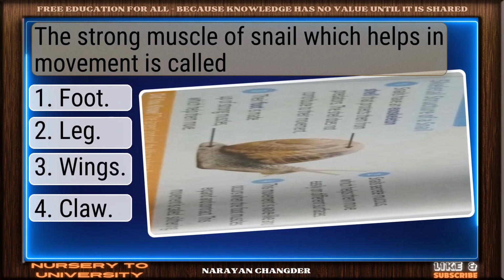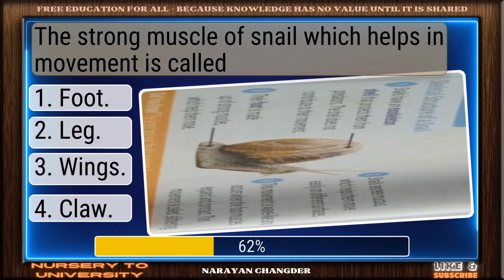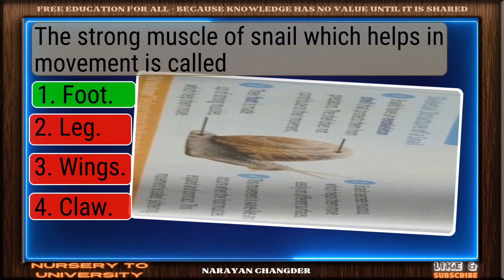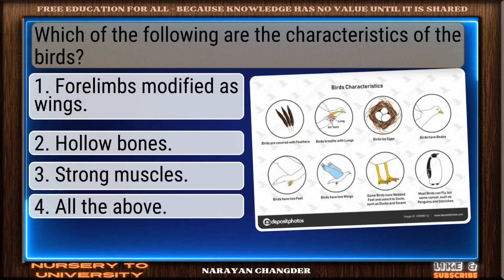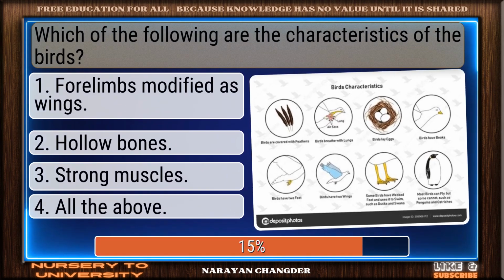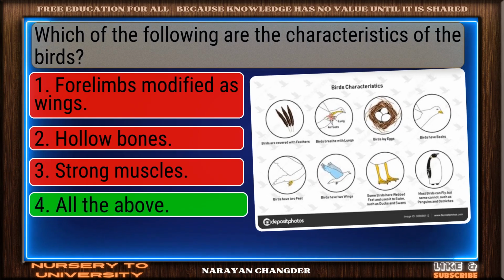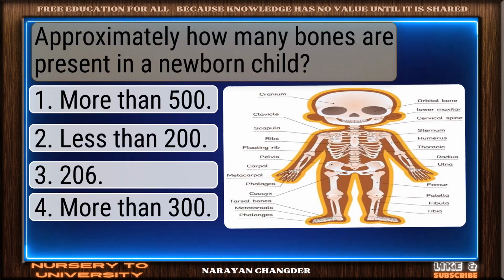The strong muscle of a snail which helps in movement is called. Clear logic. Your choice foot is sound and 100% true. Which of the following are the characteristics of the birds? Good job. Your answer, all the above, works well here.